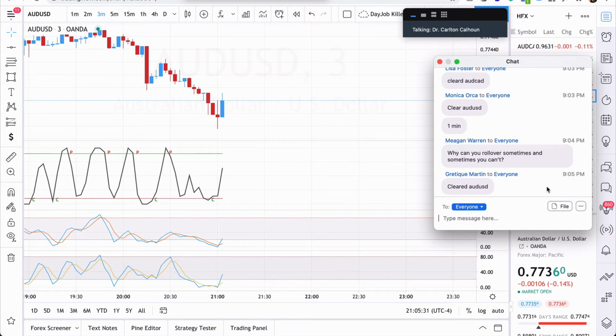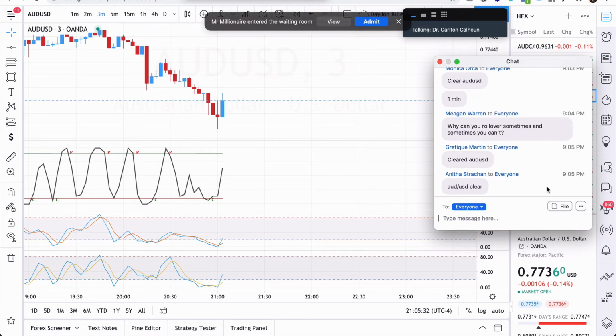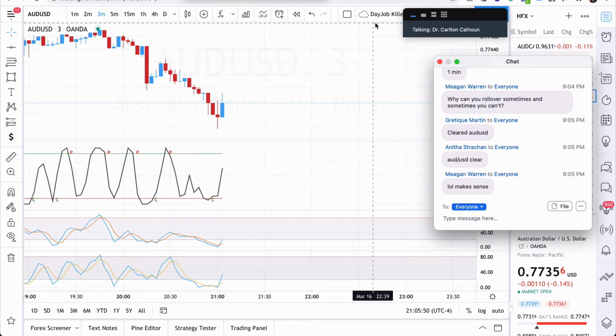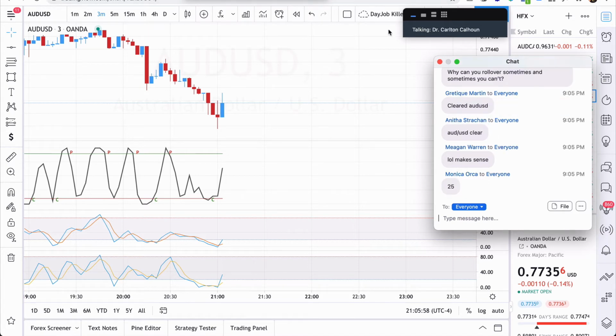Megan, sometimes you can't roll over because you've let too much time elapse. If you've let too much time elapse, I mean, they'll cheat you, but they're not going to let you cheat them. If it's a 3 minute trade and you let 2.5 minutes elapse, you can't roll that over. Brandy explained the time. I think she said, I forget. It's a quarter of the time. There you go. Quarter of your time.